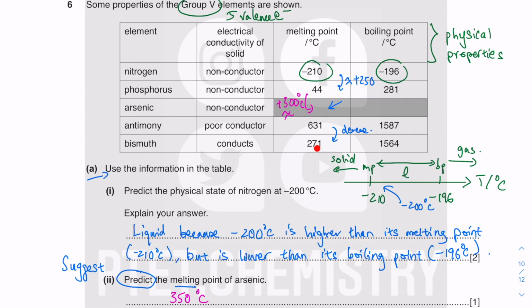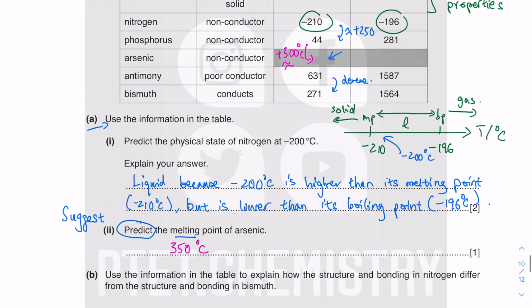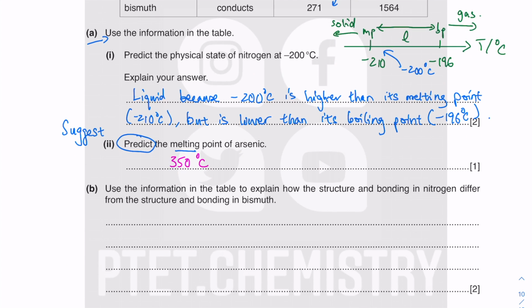It seems like going down the group, there's an anomalous melting point there, and we can think about it just like the previous question, in terms of electrical conductivity changing, because it's no longer simple molecular. Most likely, this one has become a giant metallic structure. So bismuth, as I said, different conductivity there. So you've got to use the information in the table. How the structure and bonding differ.